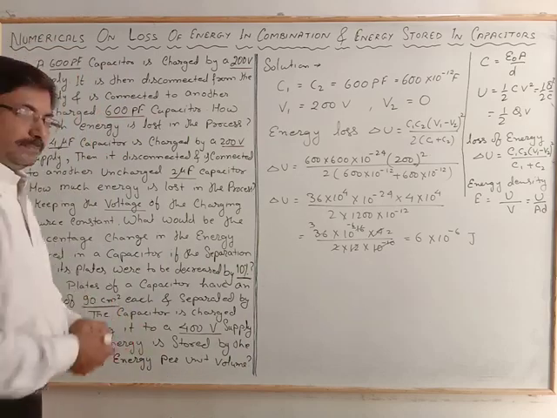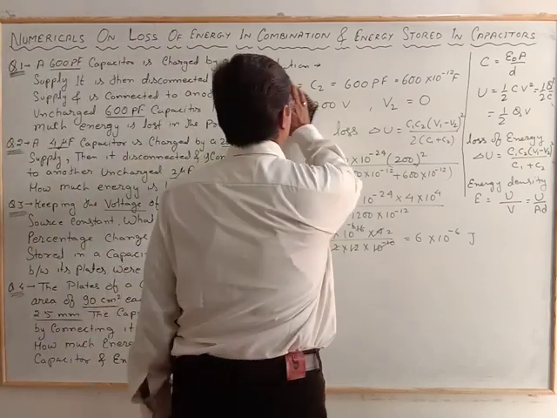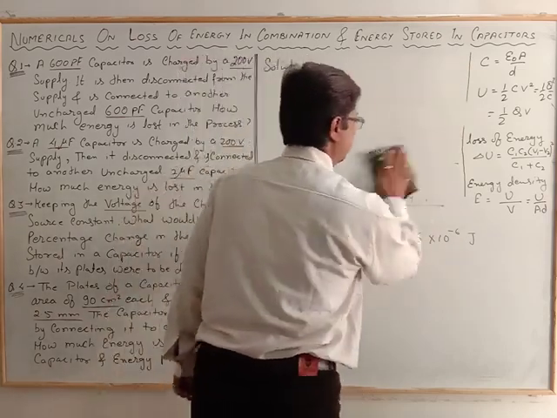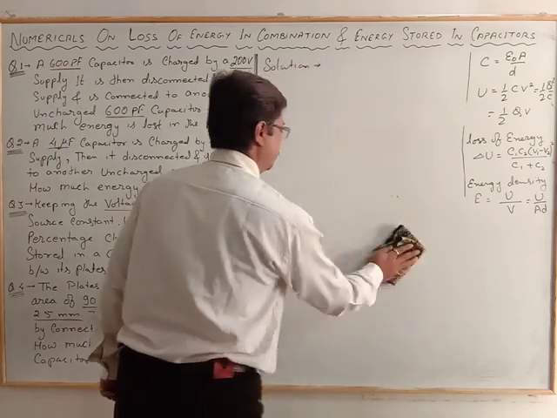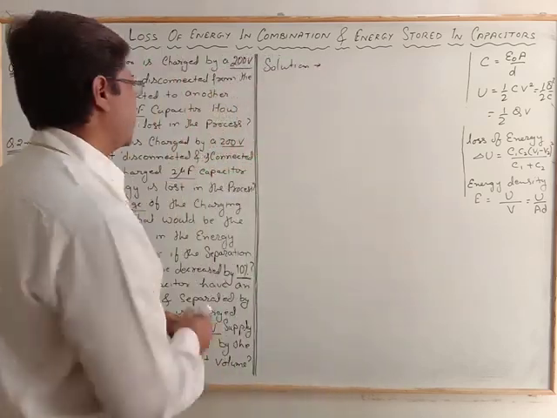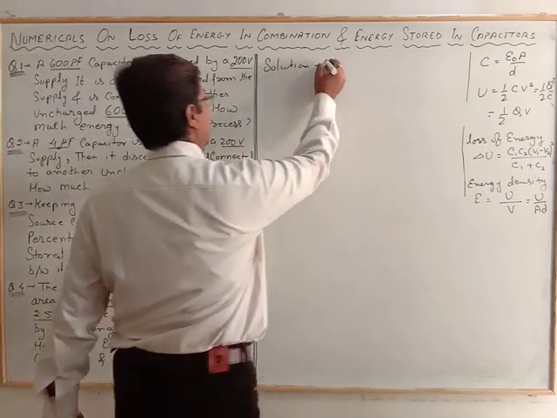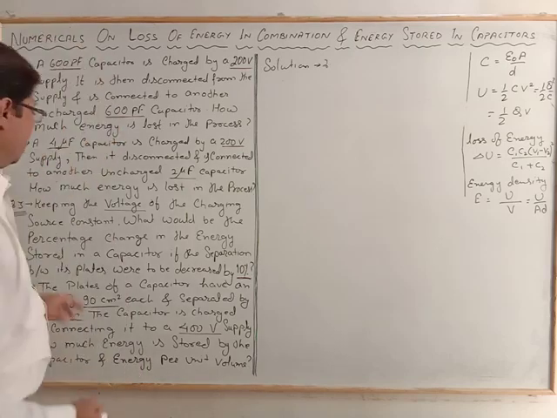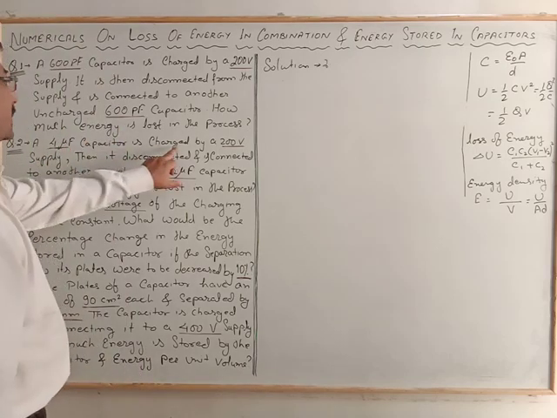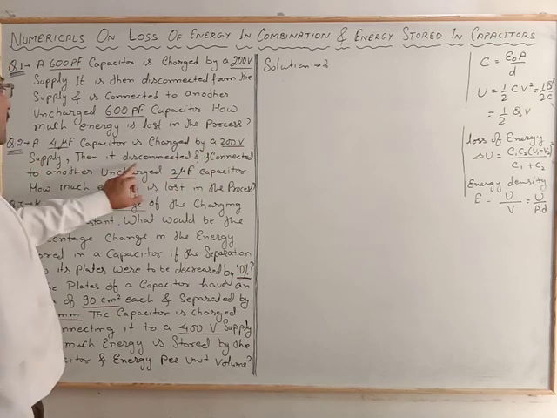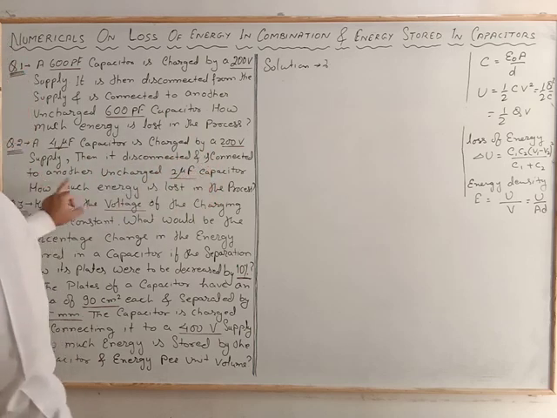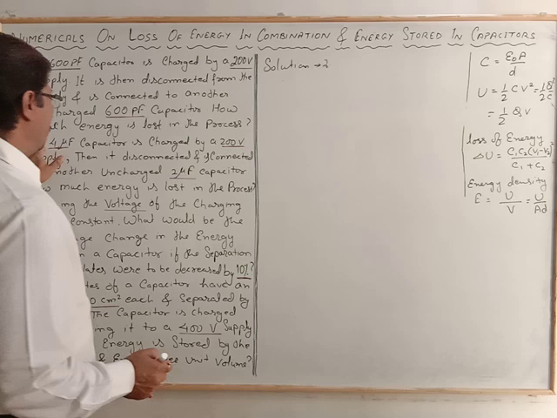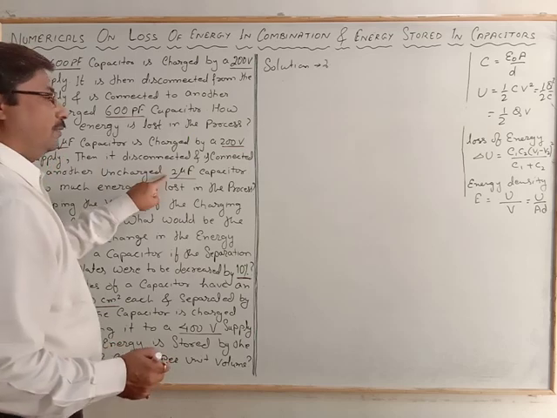Now for the second, see the solution of the second problem. Solution for the second problem. Again here, for the second: a 4 picofarad capacitor is charged by a 200 volt supply, then it is disconnected and is connected to another uncharged 2 picofarad capacitor. Again, there are 2 capacitors, one of 4 picofarad, another of 2 picofarad.